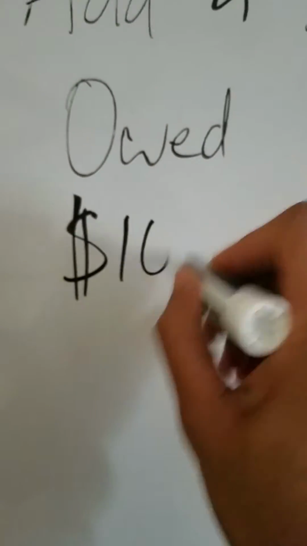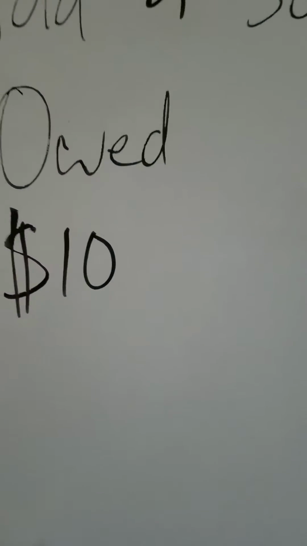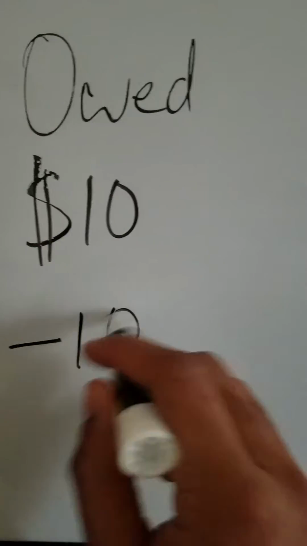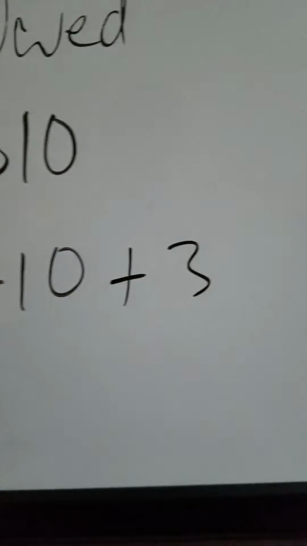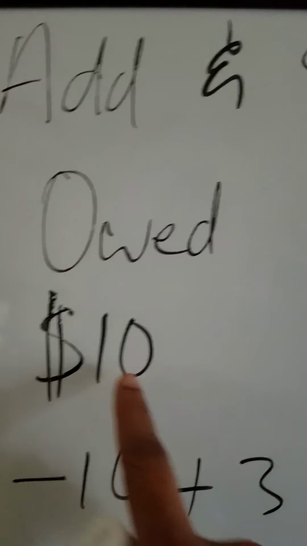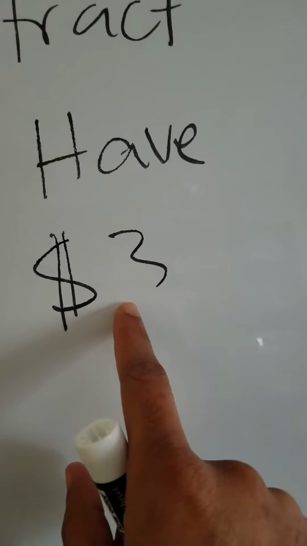Let's say, for example, you owed someone $10 and then you actually have $3. What would this look like? Well, because you owe, that's a -10, and you have $3, so that's a +3. What happens if you owe someone 10 and you have 3 and you paid them that 3? Well, you would still owe them $7.